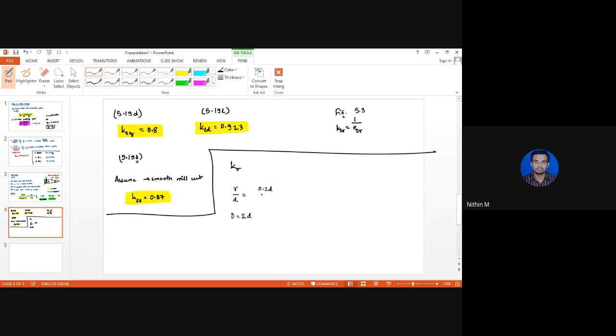0.2D divided by D, right? So R by D is equal to 0.2. So mark 0.2 on the x axis. The D by d value is given as 2.